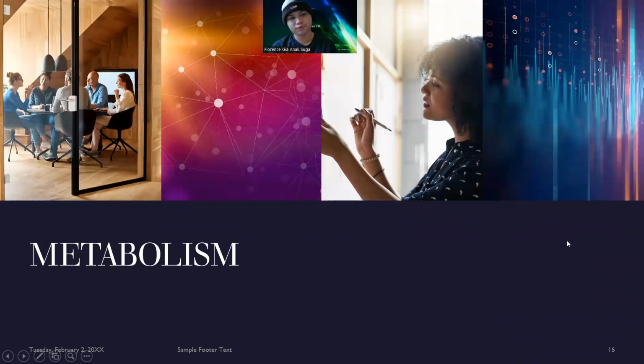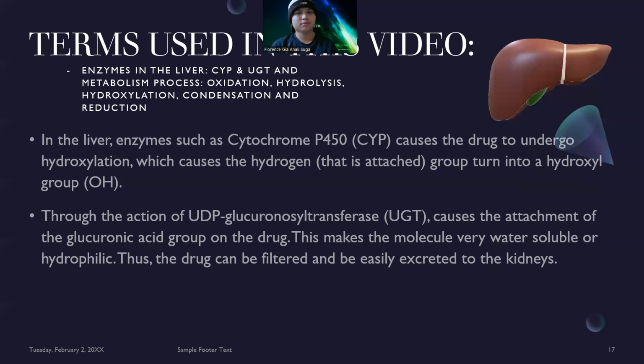So now we move on to the metabolism. The terms used in the video are the enzymes in the liver, such as the CYP and the UGT, and also the processes involved in metabolism itself, which are oxidation, hydrolysis, hydroxylation, condensation, and reduction.